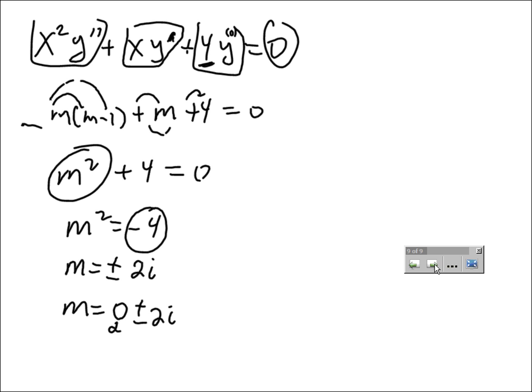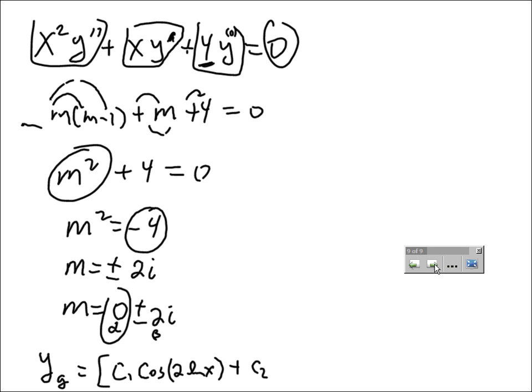Okay, so that's A and that's B. We're done. Y general is going to be x to the A, that is x to the 0, which is 1, times what's in this bracket. So it's just what's in the bracket. It's going to be C1 cosine of B ln x plus C2 times the sine of B times ln of x. There's the answer.